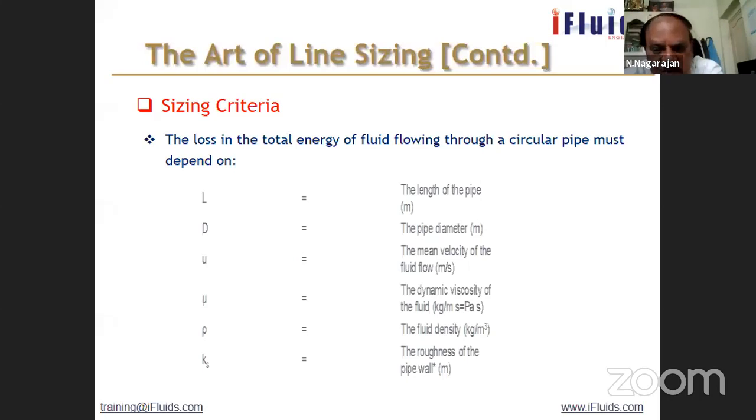Then the diameter of the pipe. And u is the mean velocity of the fluid flow in meters per second. This is nothing but the fluid flow.